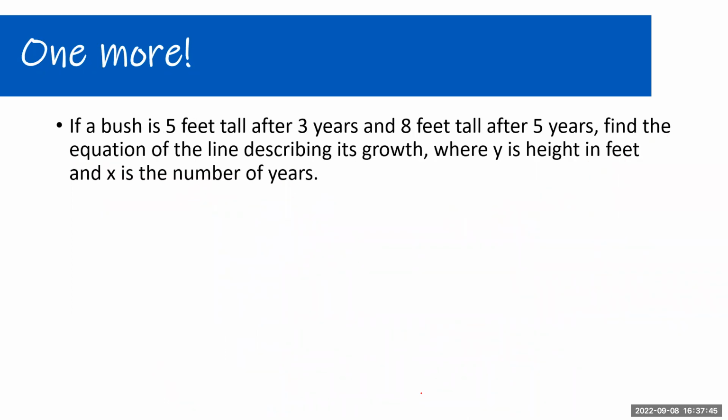If a bush is 5 feet tall after 3 years and 8 feet tall after 5 years, find the equation of the line describing its growth, where y is going to be the height and x is the number of years. So we can say, okay, well, we have 2 points. We have x's and we have y's. We've looked at it after 3 years and we've looked at it after 5 years. So our x values are 3 and 5. And our y values at 3 years, it was 5 feet tall, and at 5 years, it was 8 feet tall. Okay. So we can put these in our calculator.